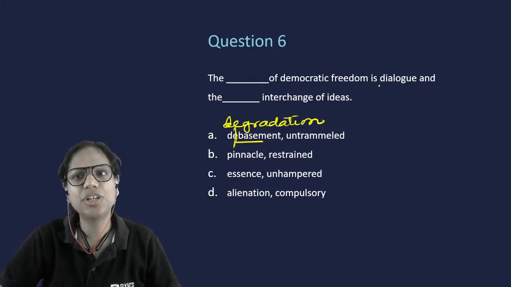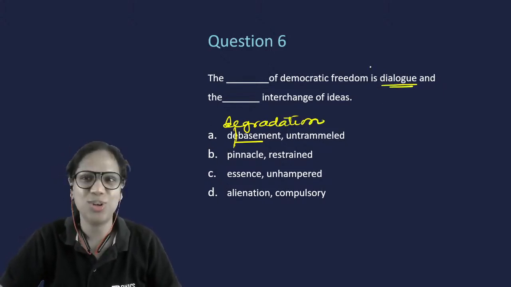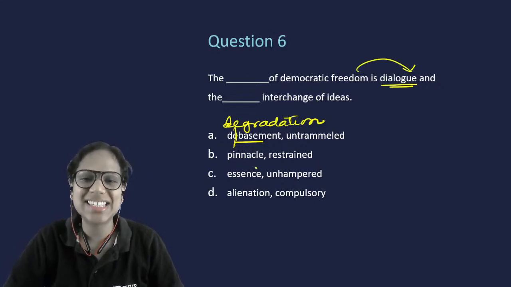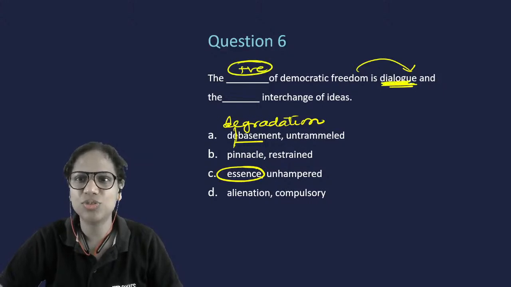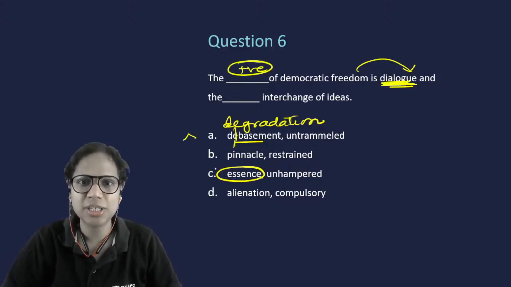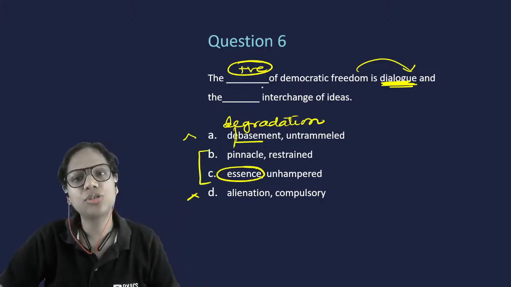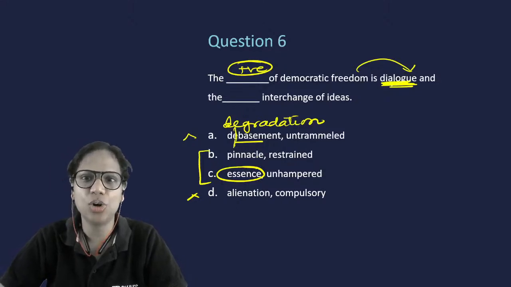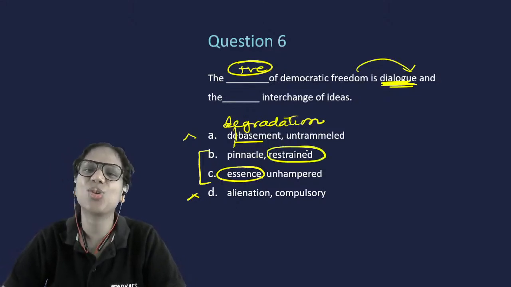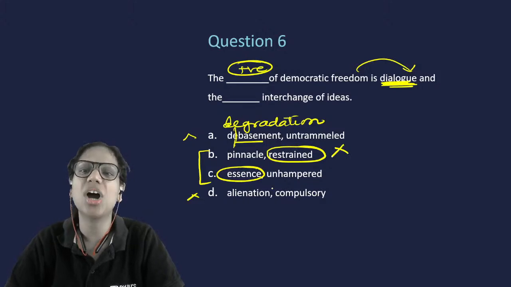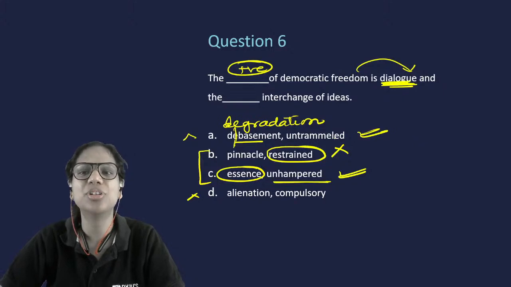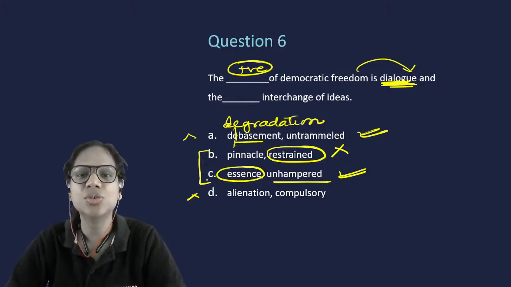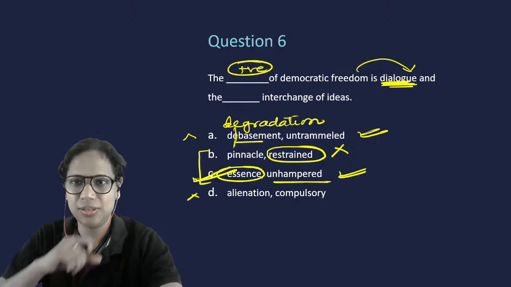The degradation of democratic freedom is dialogue? No, dialogue is rather the essence. So I need a positive word here. Because of this dialogue, I need a positive word. Debasement, alienation are eliminated. The pinnacle, okay, this can also fit. The pinnacle of democratic freedom is dialogue. But the second one does not fit here. Restrained interchange, no. Unrestrained, unhampered, untrammeled, they're all synonyms. So C is going to be the answer.